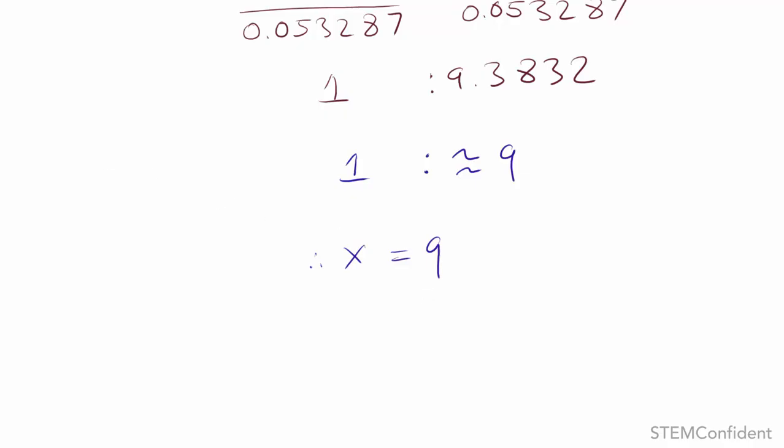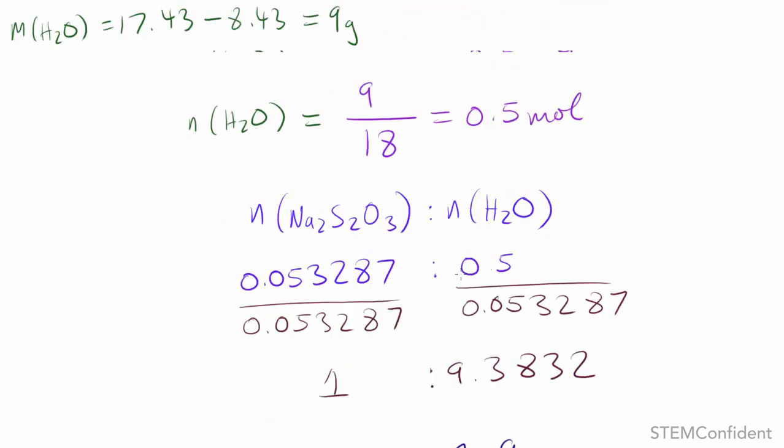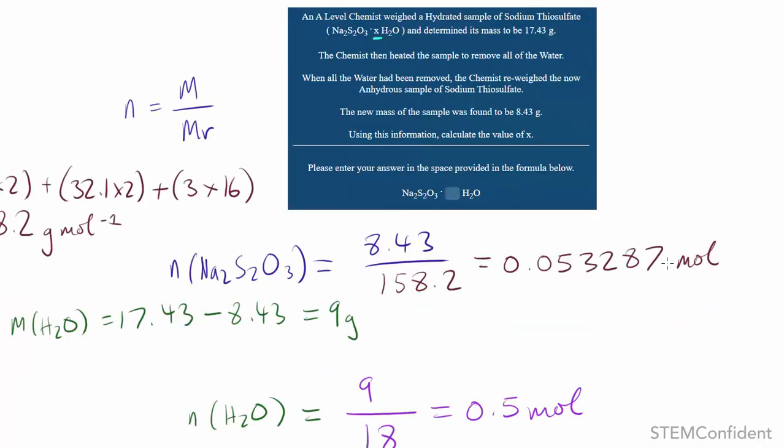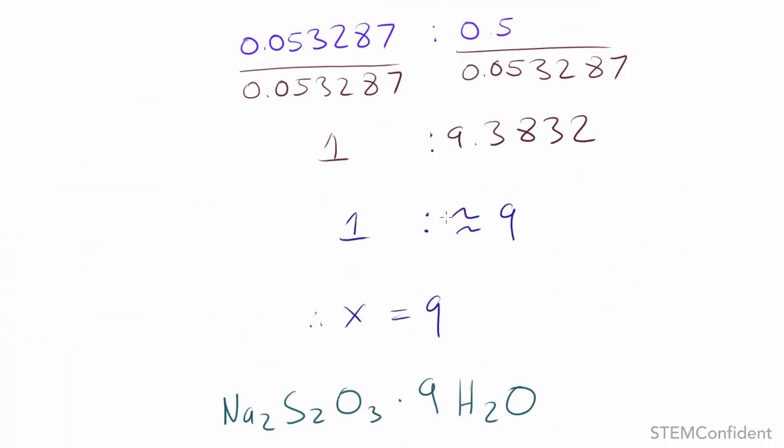And so what are the implications for the formula? Well, simply that means the formula is now going to be Na₂S₂O₃·9H2O. Okay, so above, where it says enter your answer, effectively what we need to put here is a 9. Yeah, so that's how you'd work that out.